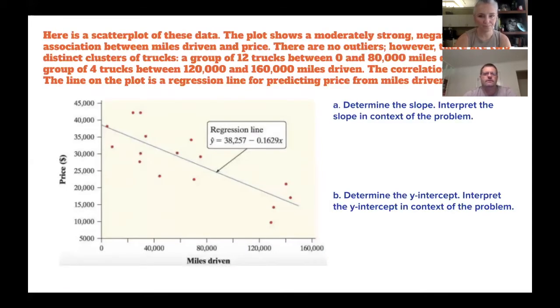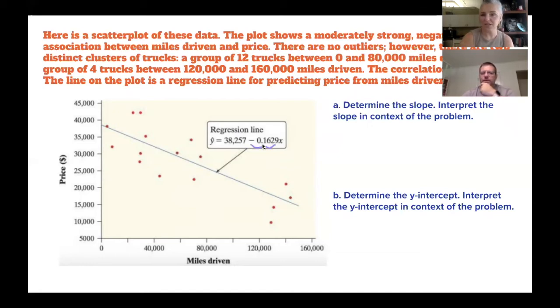Yeah. Okay. So, hey, is this the trucks again? Yeah, this is our truck. Now, we actually talked about this a little bit before, but we're actually going to formalize it a little more here, right? Yeah. Tell me about the slope. The slope is negative, I'm sorry, yeah, it's negative 0.1629.